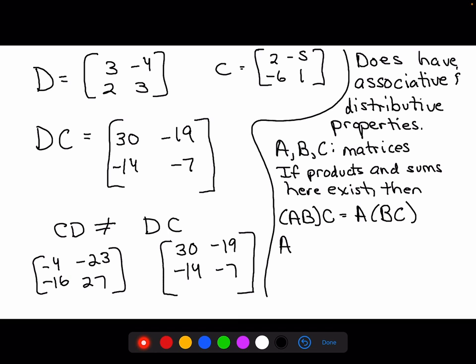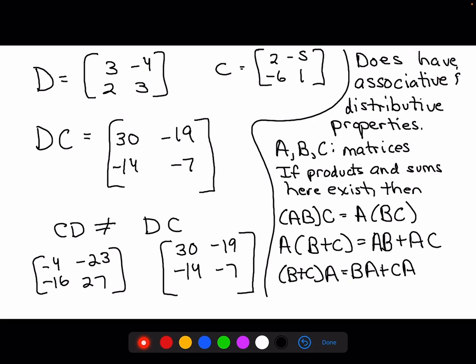Distributive: as long as you can add B and C together, and as long as you can multiply A with that result, and as long as AB and AC exist, then you have the distributive property. Or the other direction, let's say B plus C is first, then times A, you can distribute that as well. I'm not going to go through and prove or do a bunch of examples, but just know that those properties do exist versus commutative not existing. We'll talk about identity and inverse properties in a future video. Those come up too.